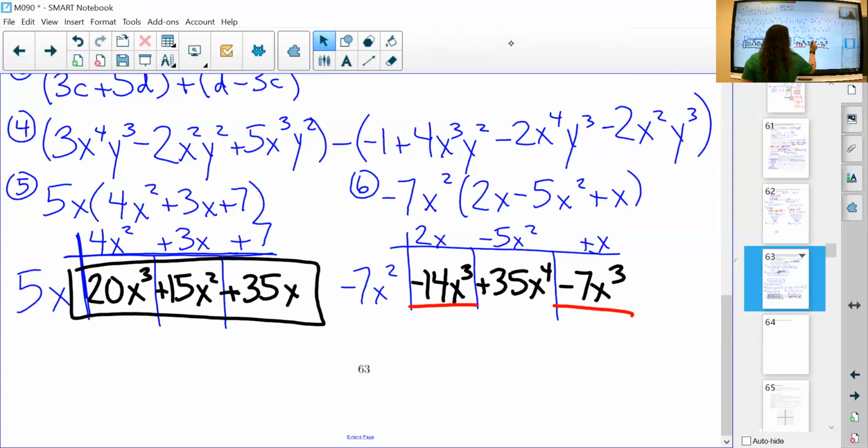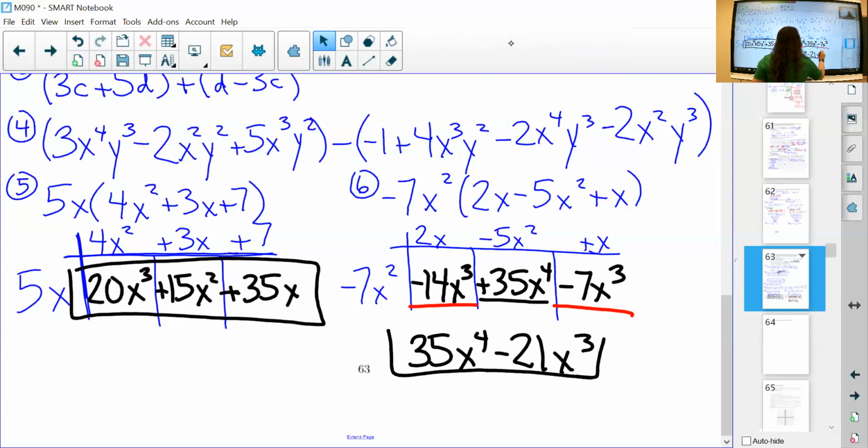So when I rewrite this, I'll do my x to the fourth term first. So 35x to the fourth minus 21, because those are both negative, x cubed. There's my answer.